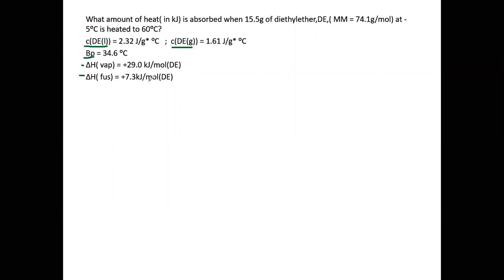So we want to know how much heat is absorbed when we have 15.5 grams of diethyl ether and we heat it from -5 degrees Celsius to 60 degrees Celsius. So the first thing I'd like to do is draw a heating curve so we can see how many different Qs we're going to solve for. And for a heating Q, it's Q added.